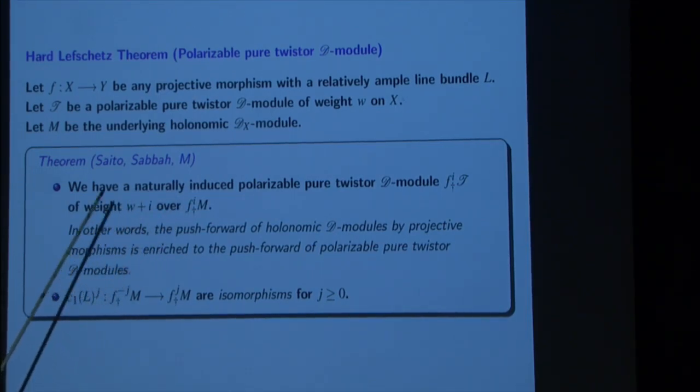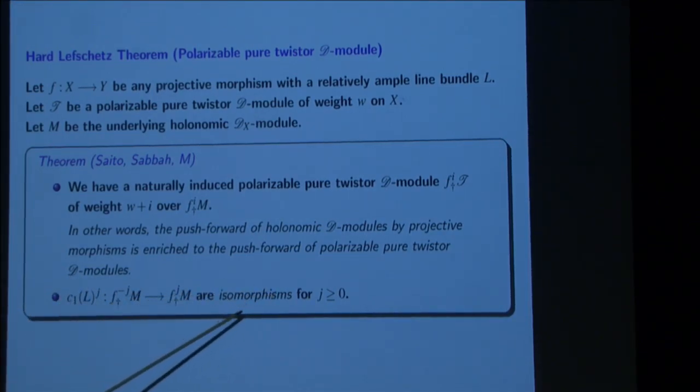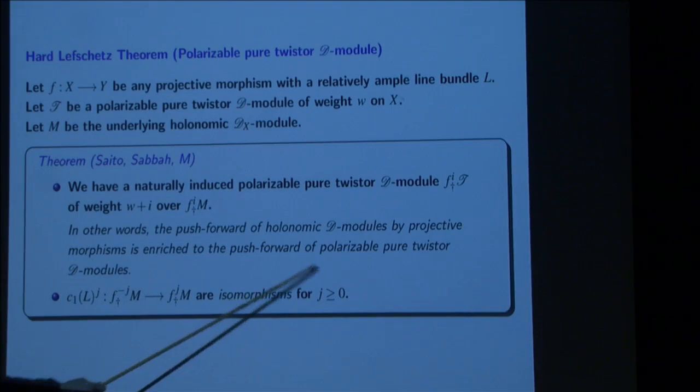And we have the hard Lefschetz theorem for polarizable pure twistor D modules, which implies, for the underlying holonomic D modules, that the morphism from here to here induced by the first Chern class of L is an isomorphism for any non-negative j.